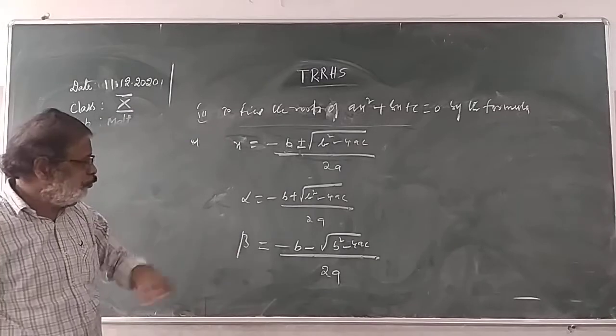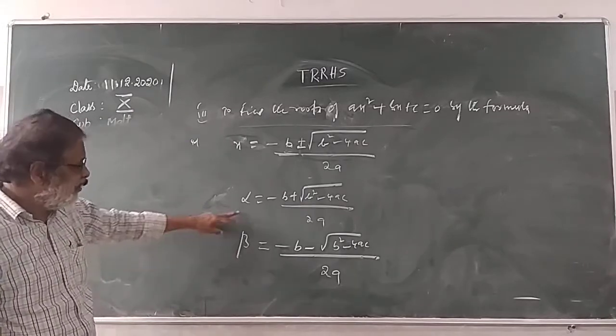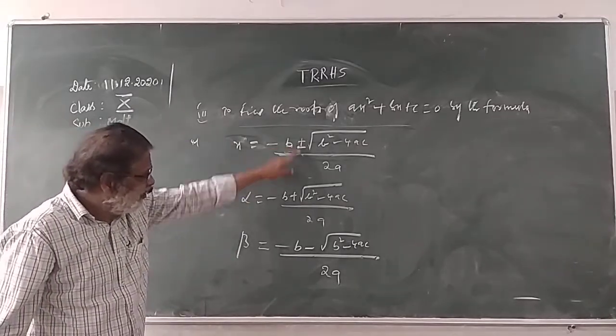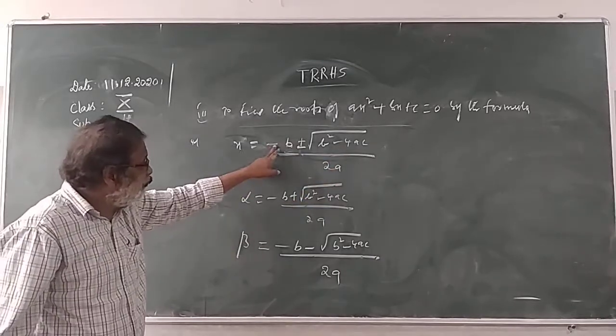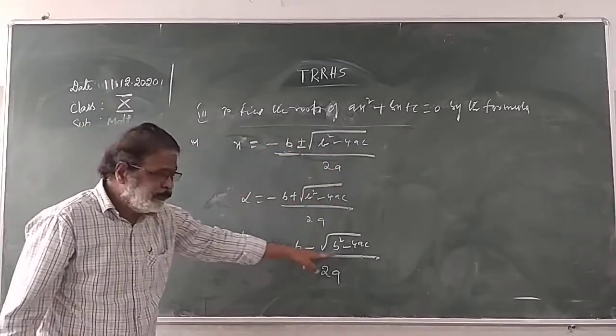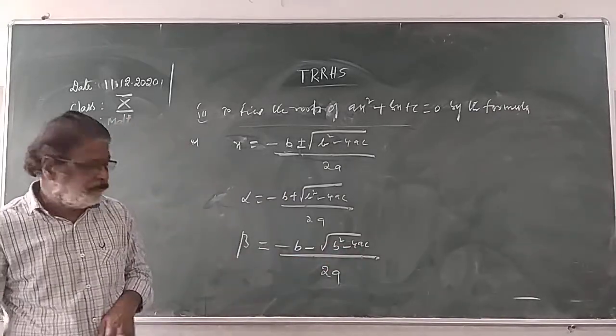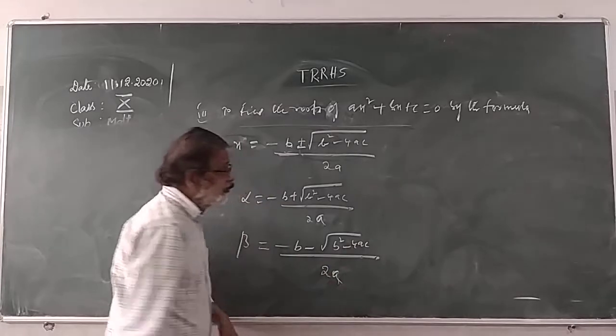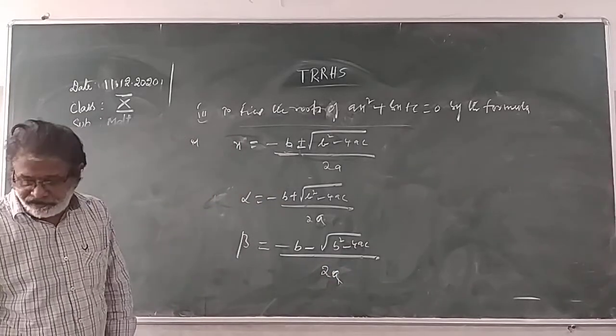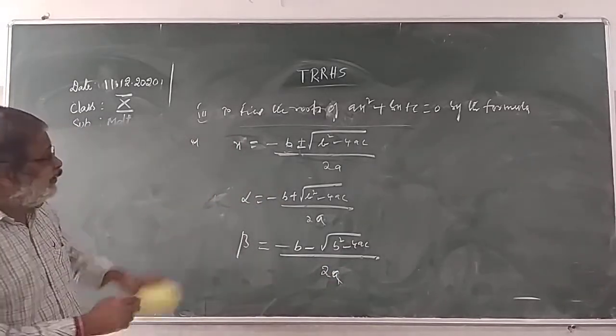A quadratic equation will have two roots. One is alpha, the other root is beta. Alpha is equal to minus b plus under root b square minus 4ac whole by 2a. Beta is equal to minus b minus under root b square minus 4ac whole by 2a. So using the formula, find the roots.